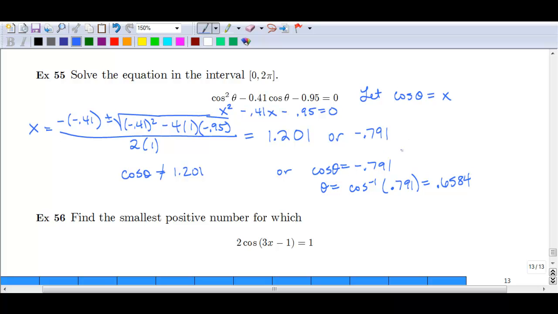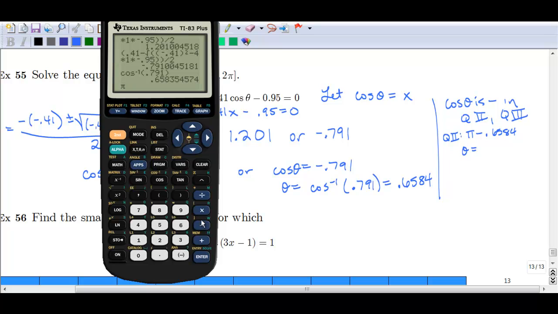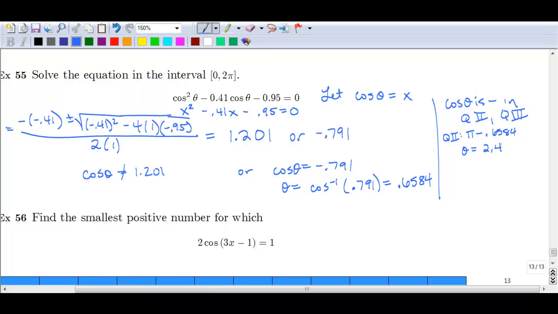And then we say, okay, cosine is negative in quadrants 2 and 3. So we'll look at quadrant 2, and in that case we're going to take pi minus our 0.6584. So pi minus our answer, and we get 2.483. So that's one of our answers.